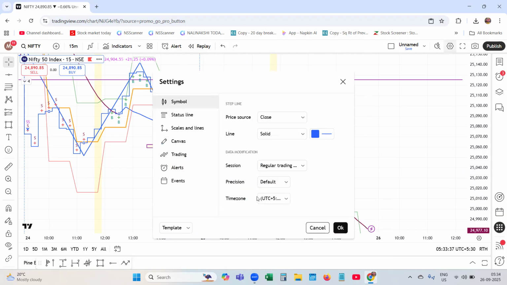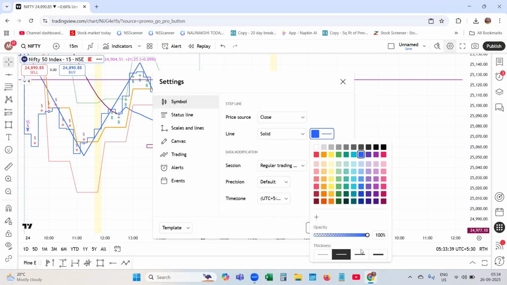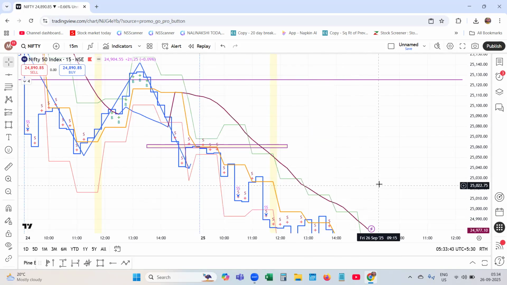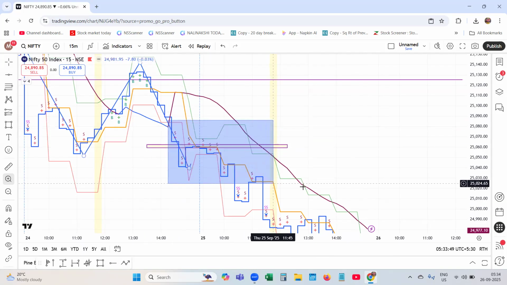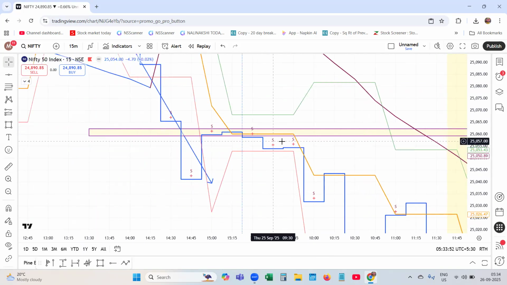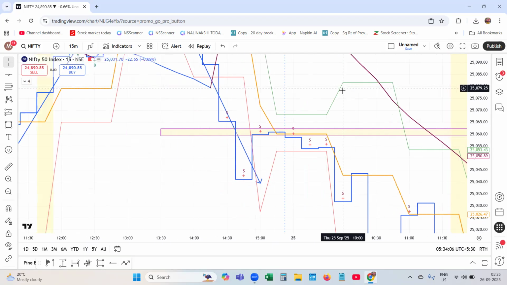Settings. Okay, let me make it a little bit darker. You can see there. And the beauty of this indicator, it generates sell signals when the price is below the pivot. And when the price is below this rolling one, the Gann HiLo indicator.